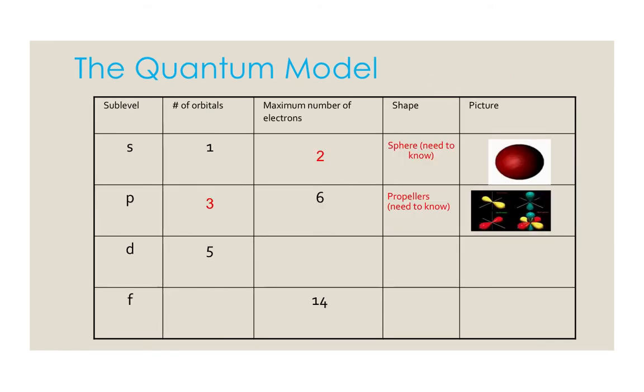The second kind of sublevel is a p sublevel. P sublevels are made up of 3 orbitals. Since it's got 3 orbitals, that means it can hold 6 electrons. And overall, the shape of them is like propellers. So you can think of these as being a front-back propeller, a left-right propeller, and an up-down propeller, each of those holding 2 electrons.